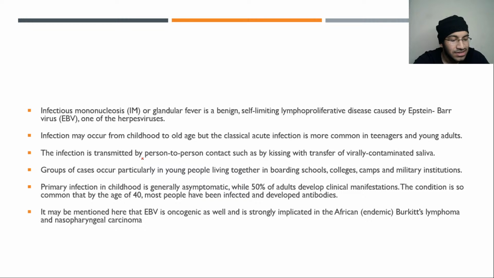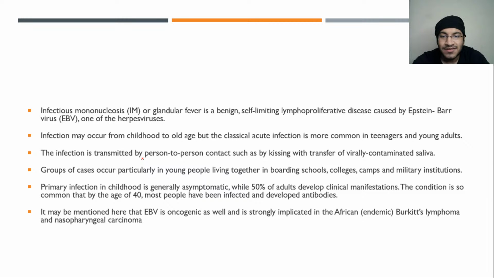and this is a disorder of Epstein-Barr virus infection. So this is the disorder that arises from the Epstein-Barr virus infection. So infectious mononucleosis, or IM, or glandular fever, is a benign self-limiting lymphoproliferative disorder caused by Epstein-Barr virus, or EBV, that is one of the herpes viruses. So infection may occur from childhood to old age, but the classical acute infection is more common in teenagers and young adults. The infection is transmitted by person to person contact by kissing with the transfer of virally contaminated saliva.